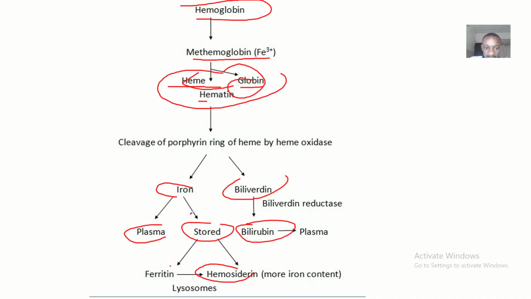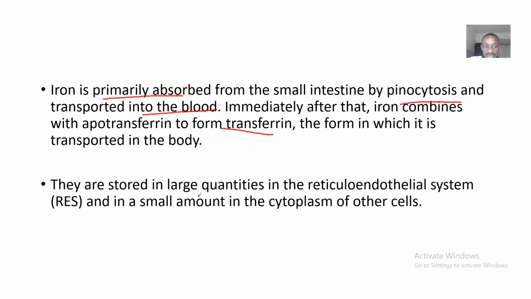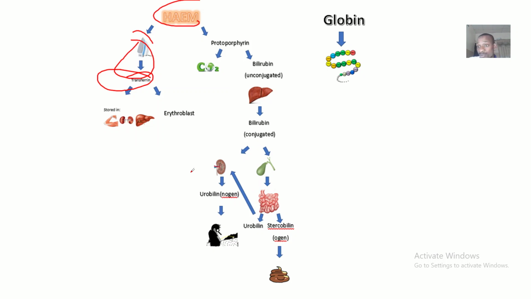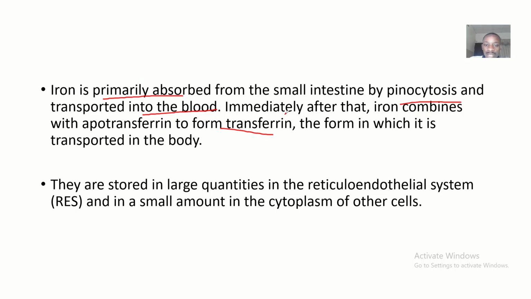So this is iron. When it is stored, it combines with apoferritin. Even before this process, iron combines with apoferritin to form ferritin. When it combines, it forms transferrin, and this is the form in which iron is transported in blood. They are stored in large quantities in the reticuloendothelial system and in small amounts in the cytoplasm of other cells.